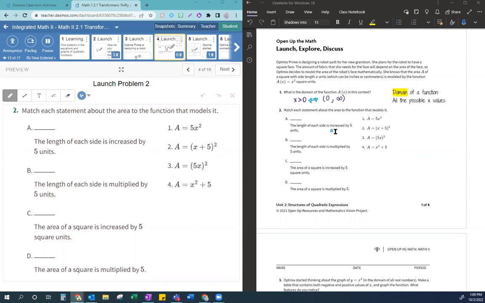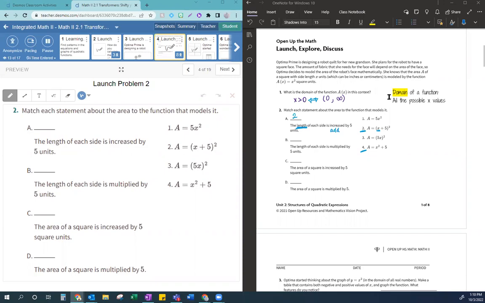So for these ones, I'm going to look at either 2 or 4 to figure out which one it is. Now it says the length of each side is increased. Does that mean A equals quantity of x plus 5 quantity squared, or x squared plus 5? Yeah, it is 2, right? It is 2 because the length is the x. So if the length is increased by 5, that means x plus 5 makes sense. Very good. Thank you for telling me you get it. I appreciate that so much.